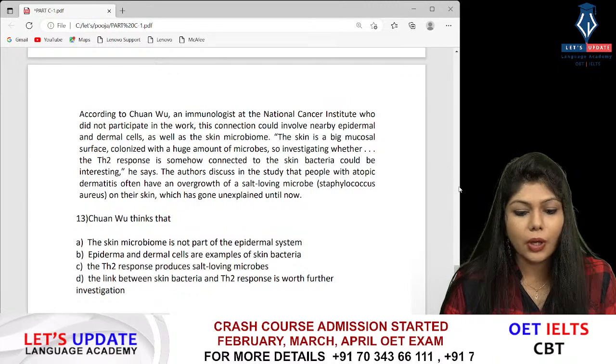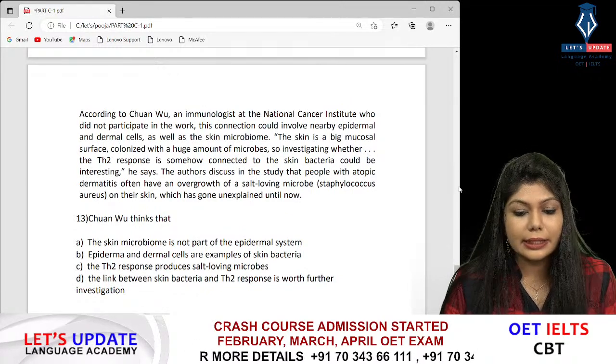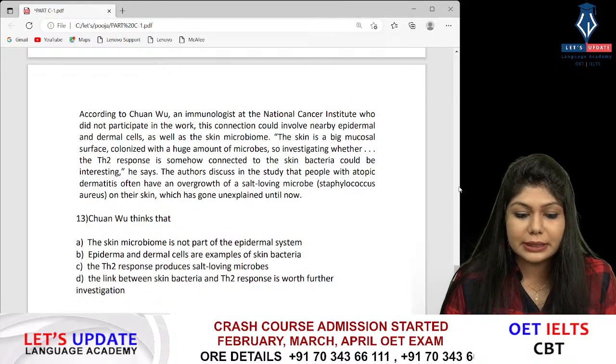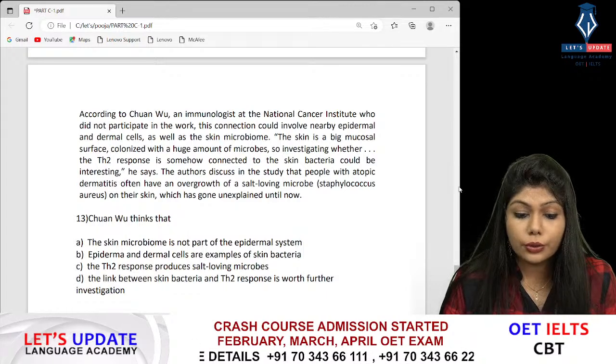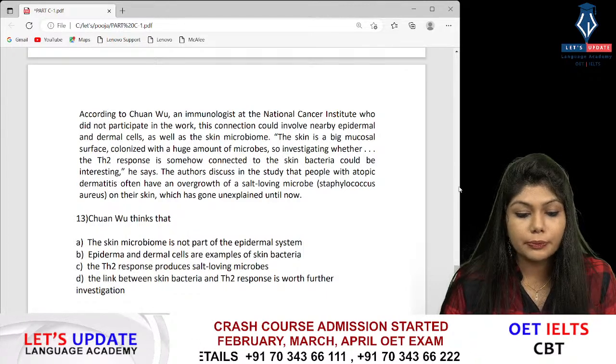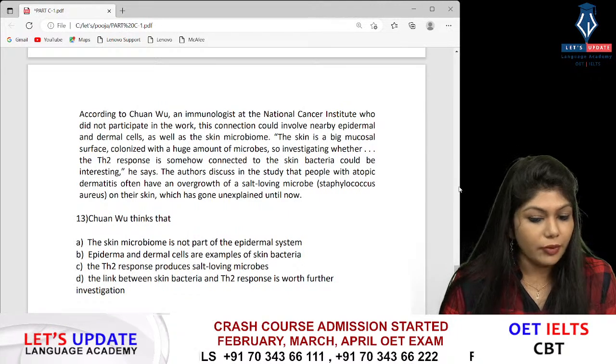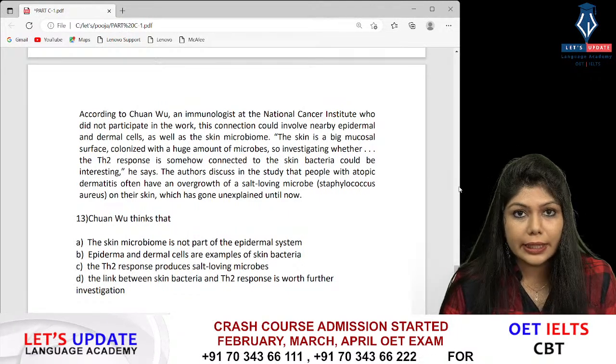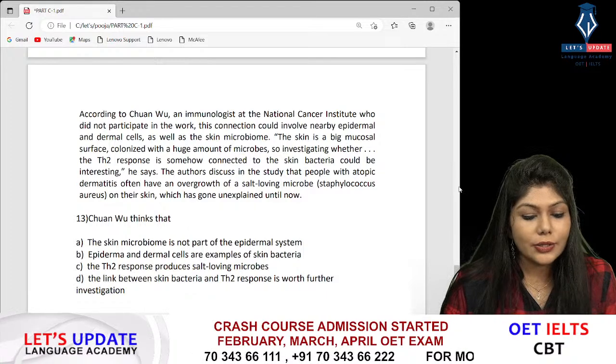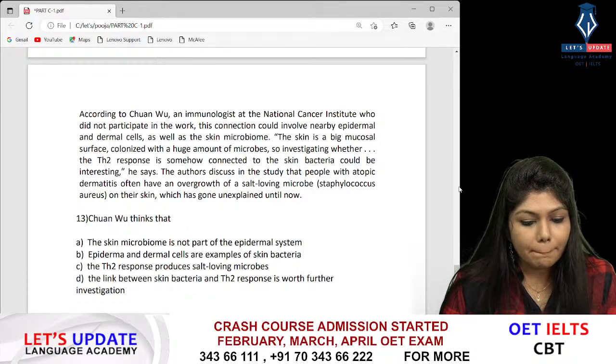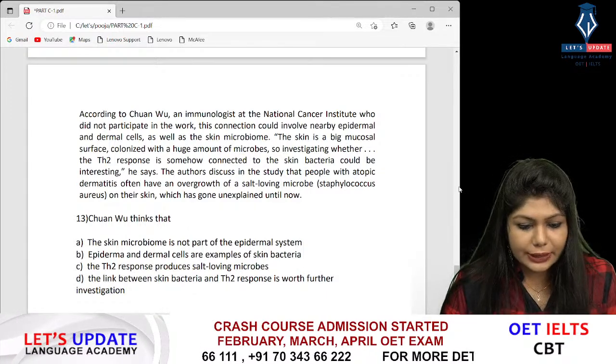He says the authors discuss in the study that people with atopic dermatitis often have an overgrowth of a salt loving microbe on their skin, which has gone unexplained until now. And that is a paragraph. And so now moving on to the options. What does Chuan Wu think? Okay, that is what the question is.